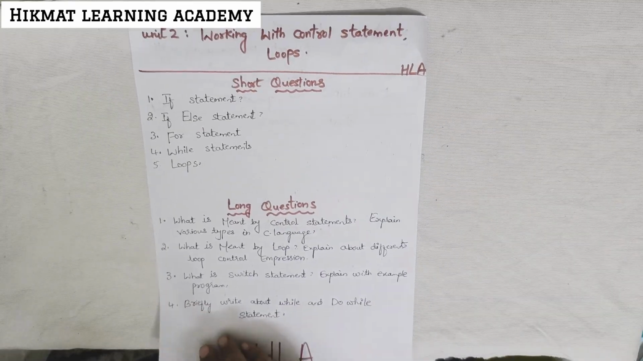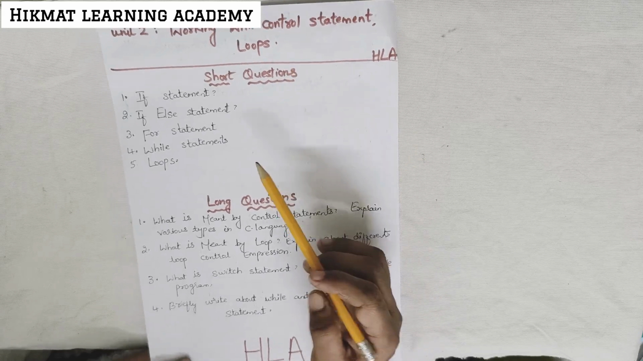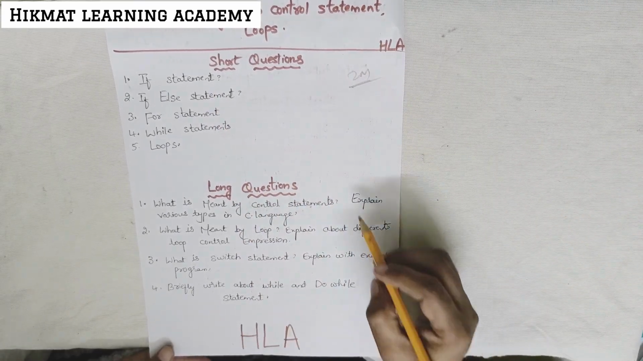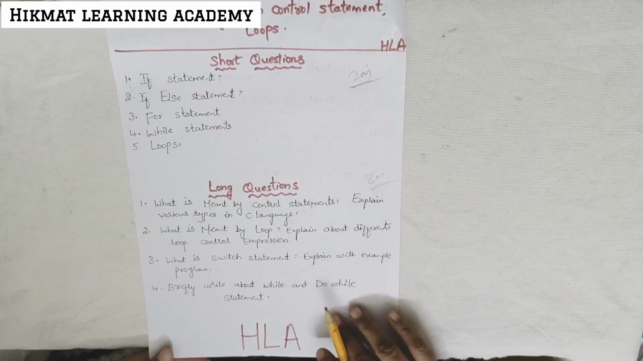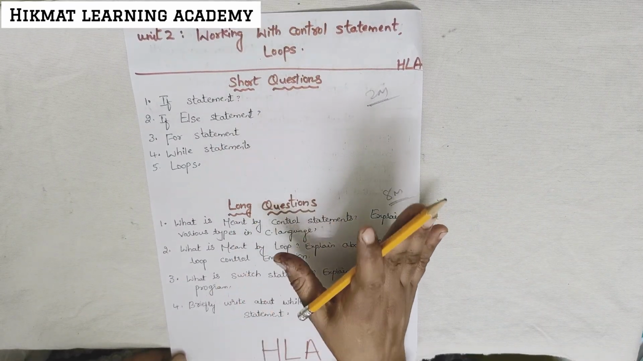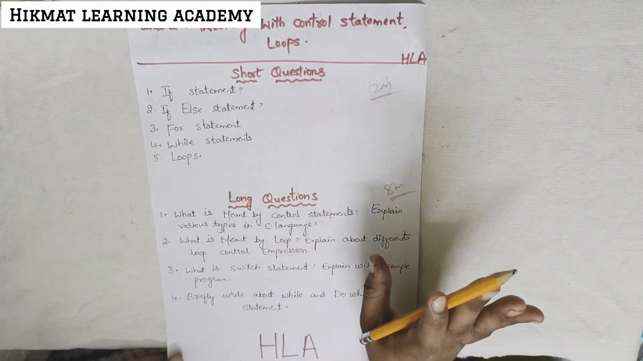Now move to the second unit. The second unit is working with control statements and loops. In short, again 2 marks, and long 8 marks you will get. So if statement, if else statement, prepare it for 5-6 lines. That is sufficient for you to get 2 marks.